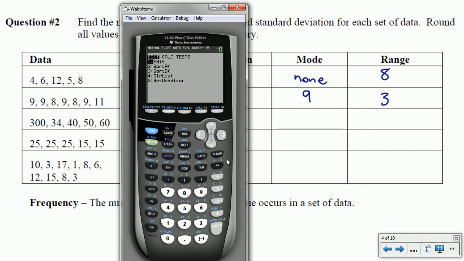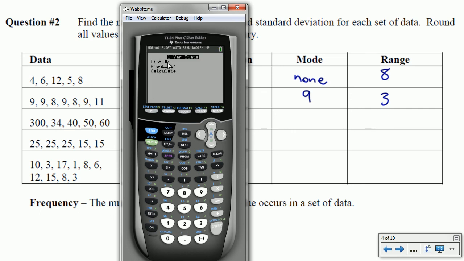For the next set of data, let's enter that into L2. So we're going to go Edit, L2, we're going to go 300, 34, 40, 50, 60.